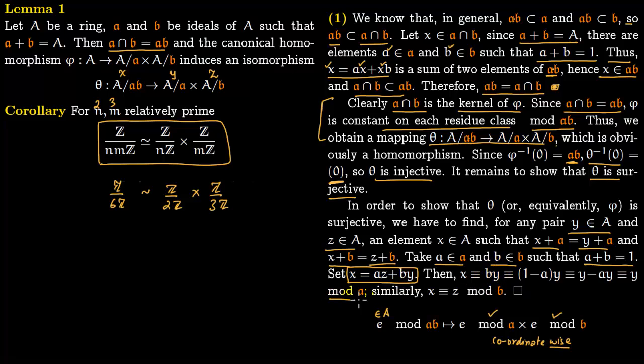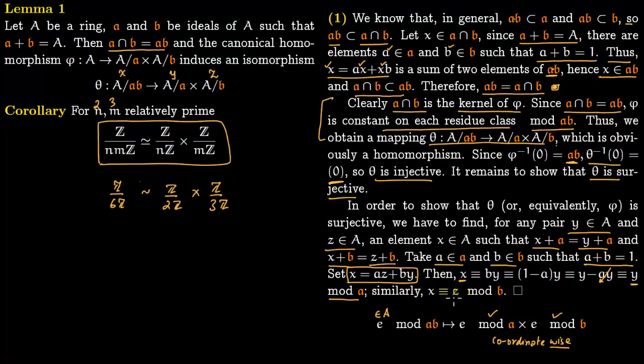So we are modding out by this ideal A, so the first thing becomes 0. But instead of b, now you can write b is equal to 1 minus a. So you write 1 minus a, and you can again write it as 1 minus a y. Again, since we are modding out by a, this term goes away, so you are just left with y. So x is equivalent to y modulo a. So this thing holds.